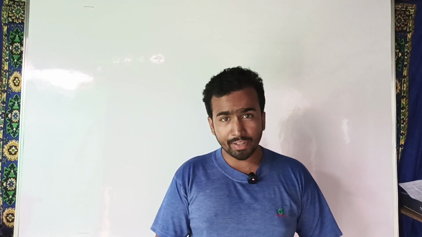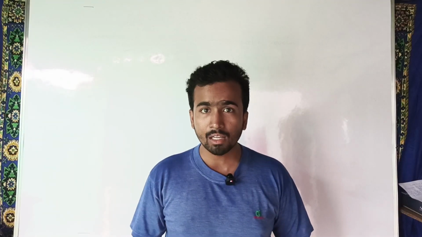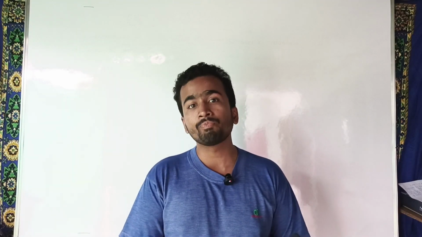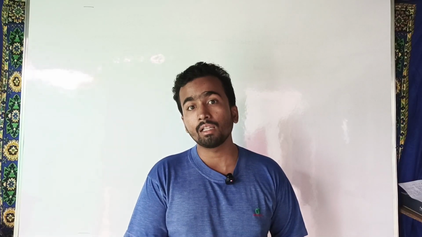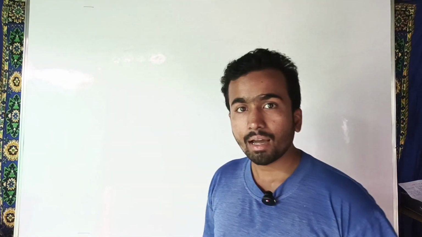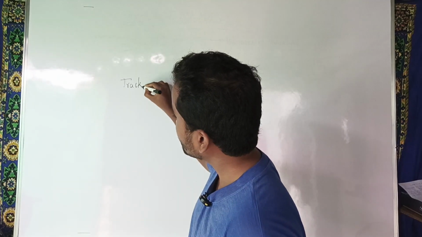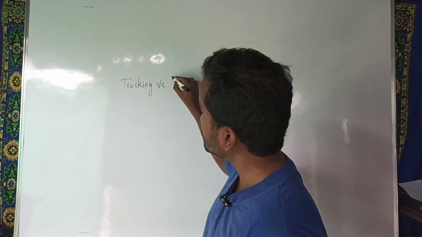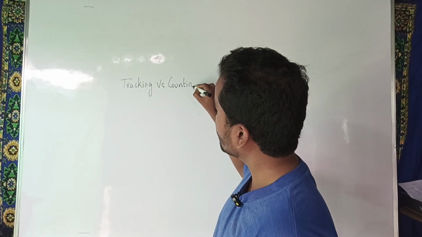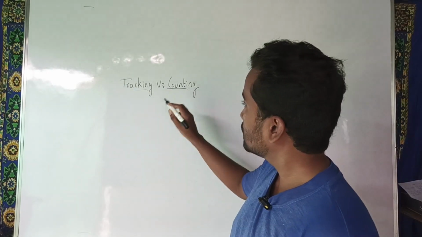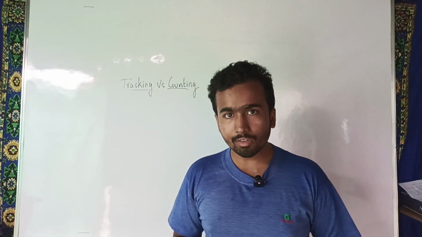In the previous video, we discussed the aspect of one-to-one correspondence, where we covered the physical demonstration of how people used to count or track the record of the quantity of objects. One thing we need to understand is that tracking versus counting are two different terms here.